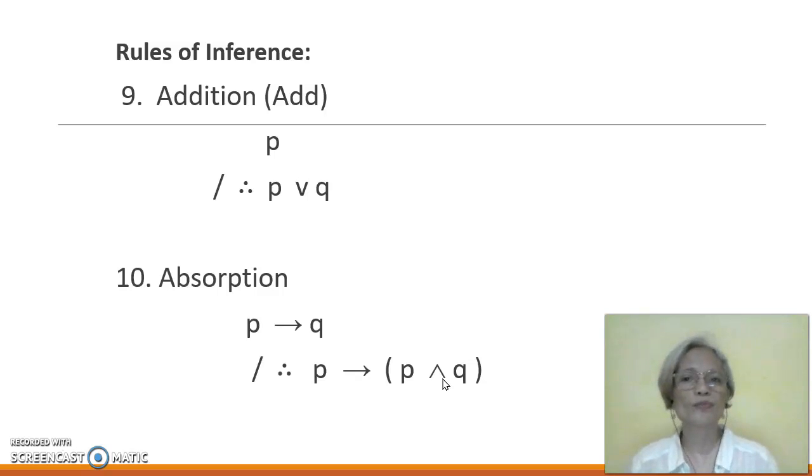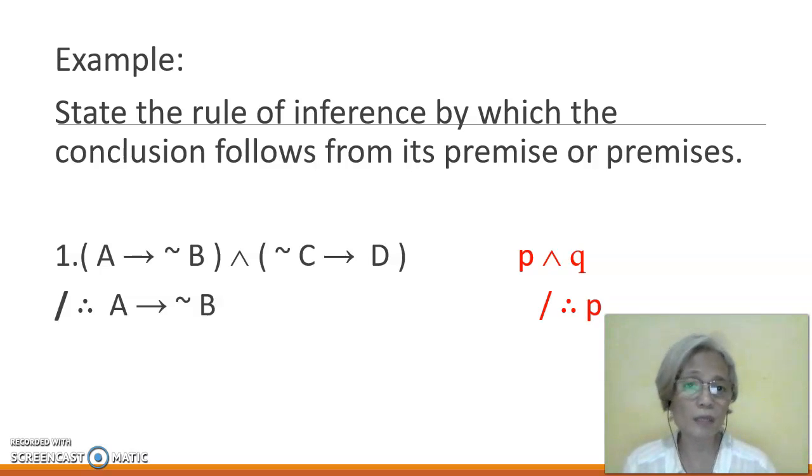So those are the 10 rules of inference, and we try to identify the rules in the following examples. We are asked to state the rule of inference by which the conclusion follows from its premise or premises. So we have the conjunction of two conditionals. For example, A implies not B and not C implies D, and therefore we have A implies not B. Note that this example takes the form P and Q, where our P is A implies not B, and this whole thing, not C implies D, is our Q. And therefore we have P, that is simplification.